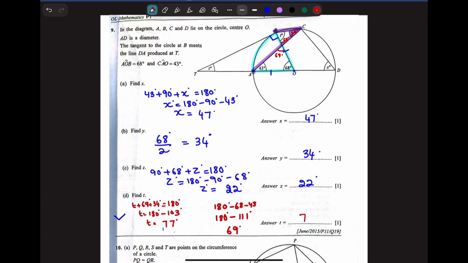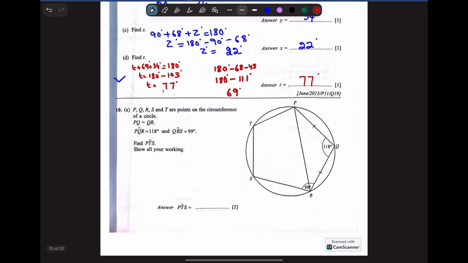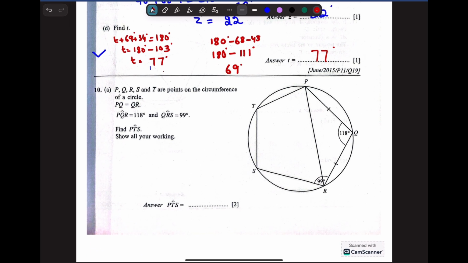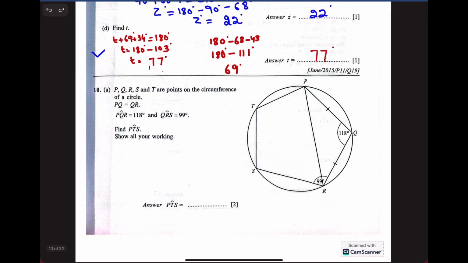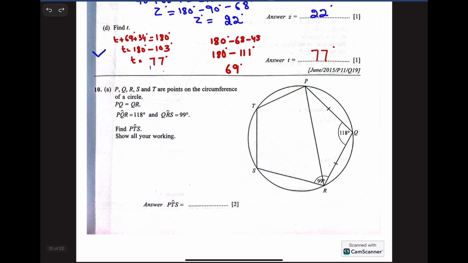Okay, so this is 77 degrees. Okay, question number 10. P, Q, R, S, and T are points on the circumference. PQ is equal to QR, which means this is an isosceles triangle, so this and this angle would be equal. PQR is 118, QRS is 99. Find PTS and show your working.